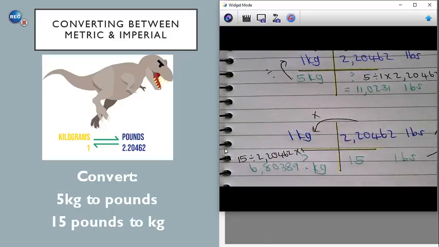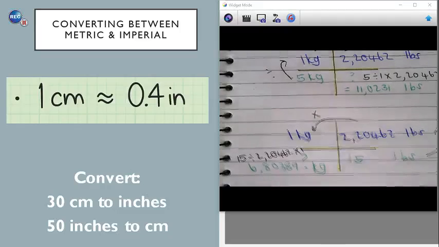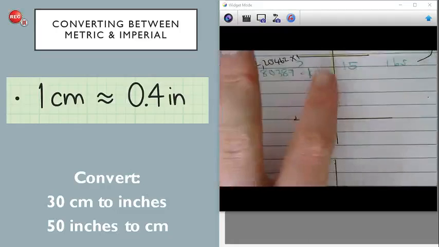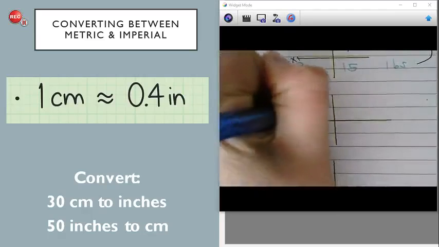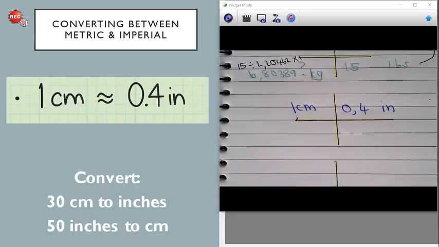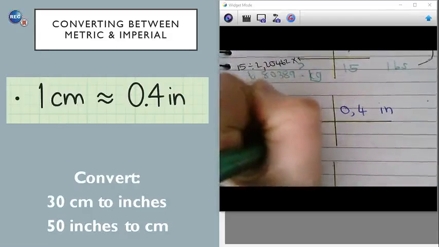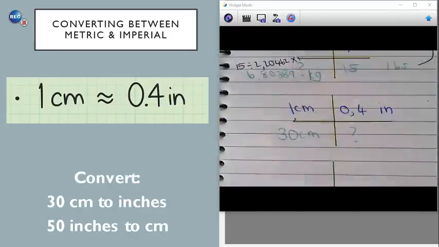Now, let's have a look at the next one, converting between centimeters and inches. So if I move my page up, you'll see I've drawn 2 more sets for us to work on. So if we now have 1 centimeter is 0,4 inches, we know that that is the conversion factor. So we might as well write it in. 1 centimeter, 0,4 inches. So then 30 centimeters must be converted. So centimeters by centimeters must be converted to inches. So here we can put our question mark.